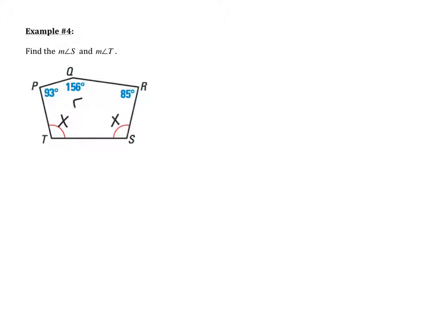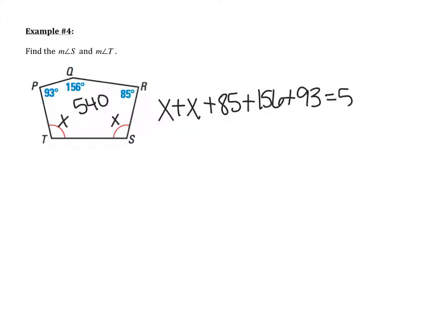Again, in the previous slide, we figured out that there's 540 total degrees in a 5-sided figure. So what I'm going to do is add up all 5 angles, set it equal to 540. So we would have X plus X plus 85 plus 156 plus 93, and that would equal 540.